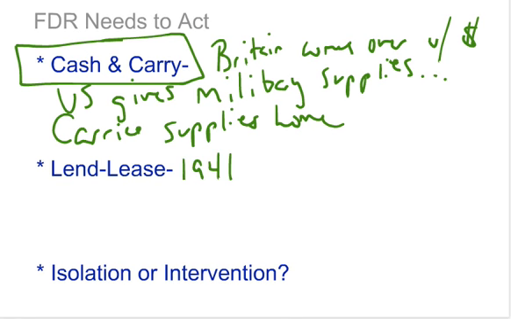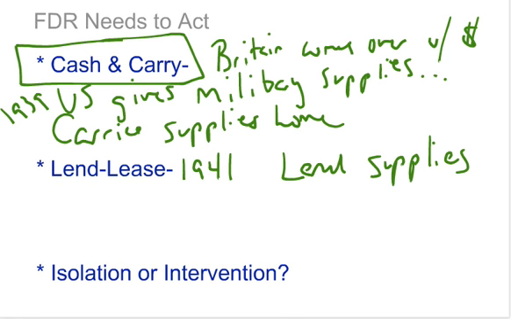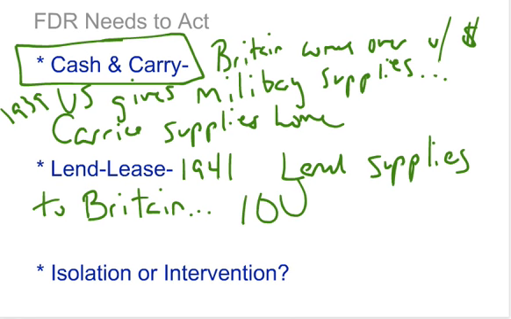And the Lend-Lease Act takes place in 1941. Cash and carry was 1939. So Lend-Lease in 1941. It's basically the idea that we will lend supplies to Britain, and they can basically just give it back to us later or pay us back later. And it's like a big IOU. And this Lend-Lease is a lot more lenient, obviously, than cash and carry.